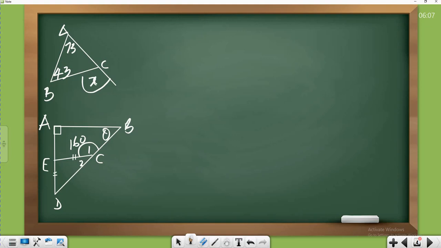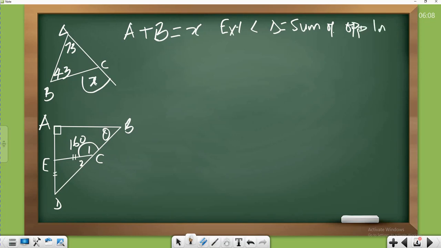So we can therefore say that A plus B would be equal to X. The exterior angle of a triangle is equal to the sum of the opposite interior angles. So what is my X therefore? 73 plus 43, and that should be equal to X. So what is my X? My X will therefore be 116 degrees. X is 116 degrees.